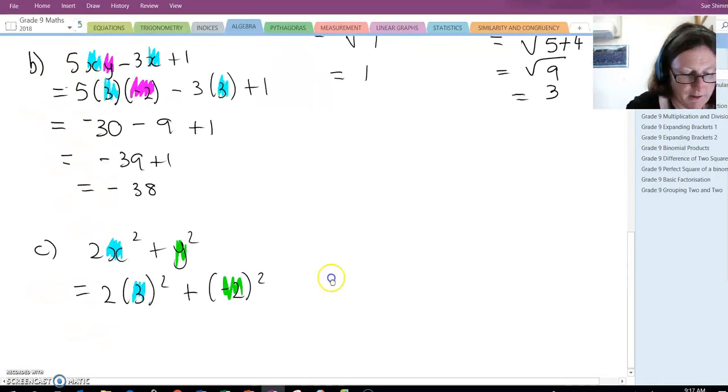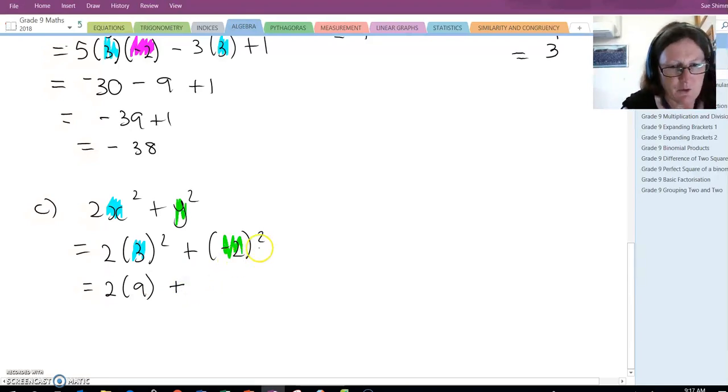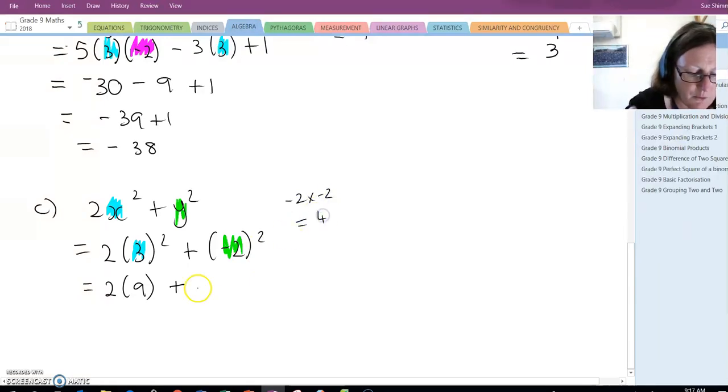Alright, then let's work it out. We've got 2 lots of 9, because 3 squared is 9. Then we need to add negative 2 squared. Negative 2 squared is positive 4, because negative 2 times negative 2 gives us positive 4, so we add 4. 2 lots of 9 are 18, and 18 plus 4 is 22.